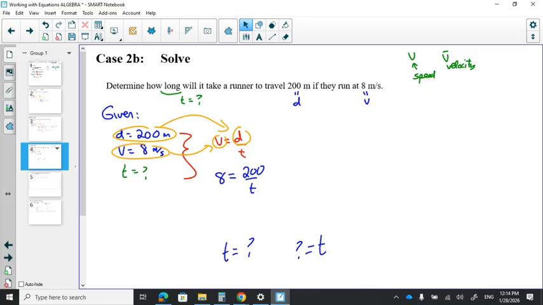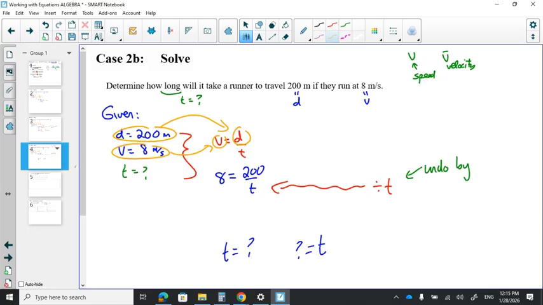We don't want 1 divided by T. This isn't over T, this is a divide by T. So let's point out this is a divide by T. We don't want that. We want a regular T. So what do we do? We undo it, by multiplying by T.